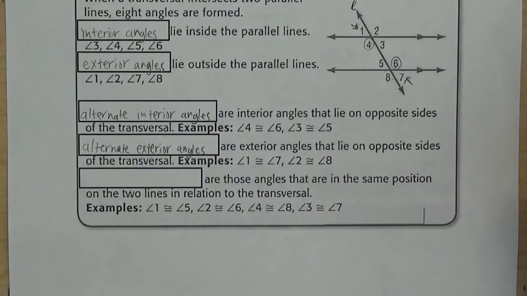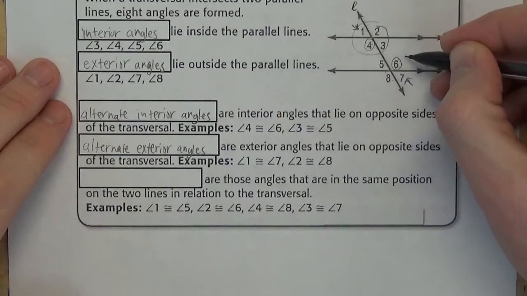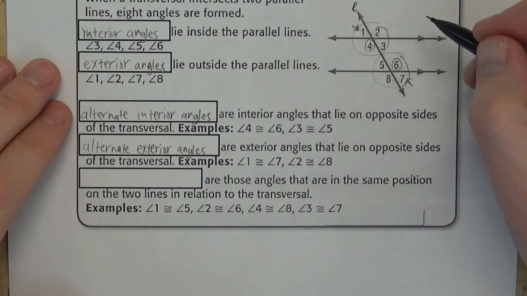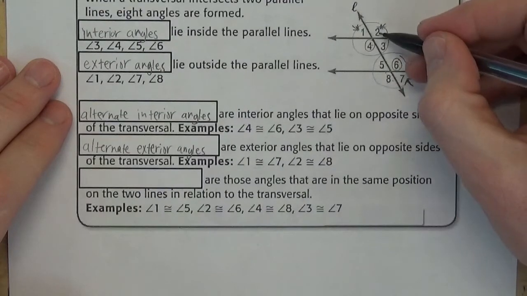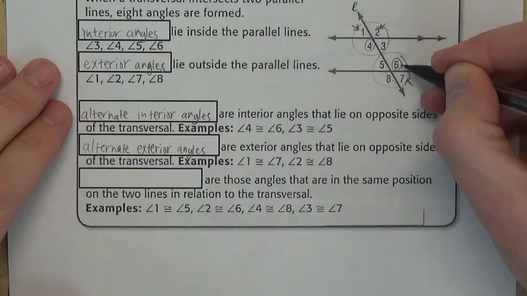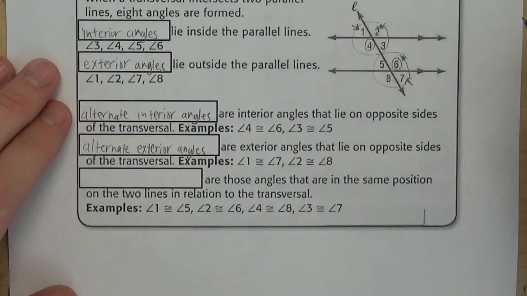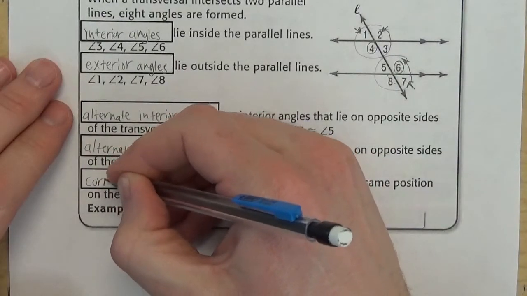And then finally, those angles that are in the same position on the two lines in relation to the transversal. You notice the top line of the parallel lines has 4 angles. The bottom line of the parallel lines has 4 angles. So if we pick a pair of angles that are in the same position, in other words, let's put a little asterisk here by 2. It's in the top right in these angles here with this parallel line and the transversal. The other angle that's in the top right down here that matches in the same position is angle 6. So angle 2 and angle 6 are what are known as corresponding angles.